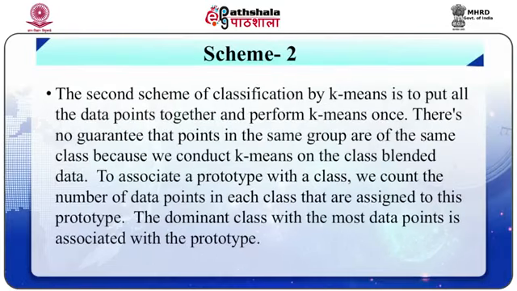Now we will discuss scheme number 2. The second scheme of classification by k-means is to pool all the data together and perform k-means once. There is no guarantee that the points in the same group are of the same class, because we conduct k-means on the class-blind data. To associate a prototype with a class, we count the number of data points in each class that are assigned to this prototype. The dominant class with the most data points is associated with the prototype.